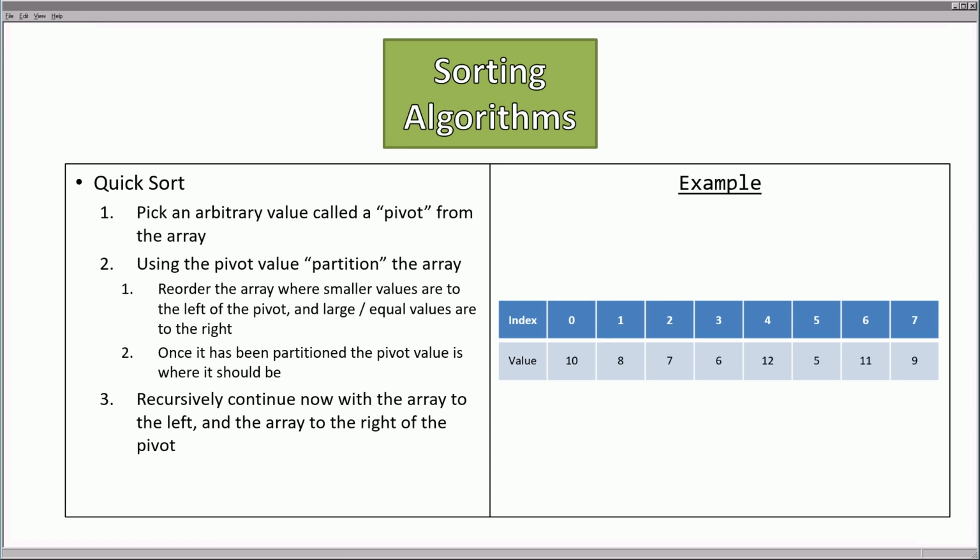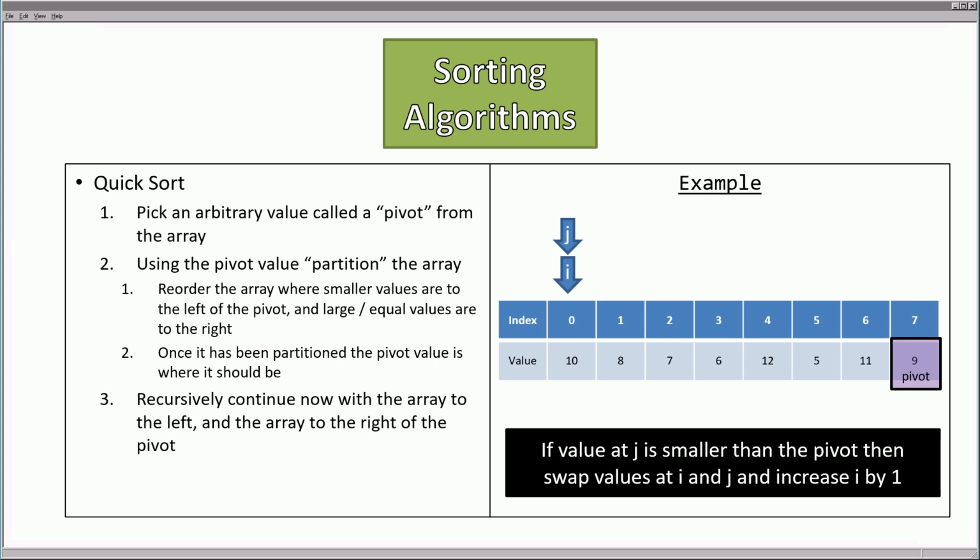Let's see an example of how this works. So let's say, for example, we're always picking the last element as our pivot. And remember, this isn't the index, this is the value that we're looking at, so we're looking at the value 9 as our pivot. Now, over to the side, we have two indices, i and j. So the idea is if the value at index j is smaller than the pivot, then we swap the values at i and j and then increase the i by 1.